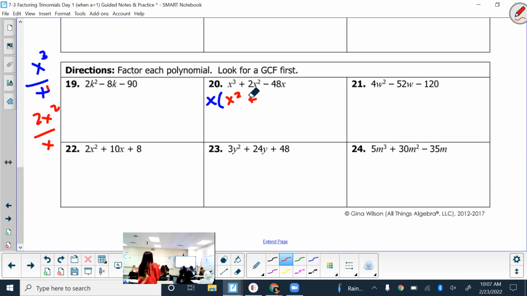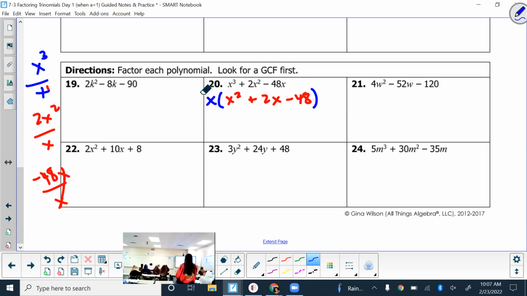Basically, it's 2 over 1. There's no other number on the bottom. What's x squared divided by x? Just x, good. And then -48x divided by x. The x's cancel. It's just the -48. All right, so far all we did was identify the GCF as x and divide all the terms by x, put that in parentheses. So good so far?